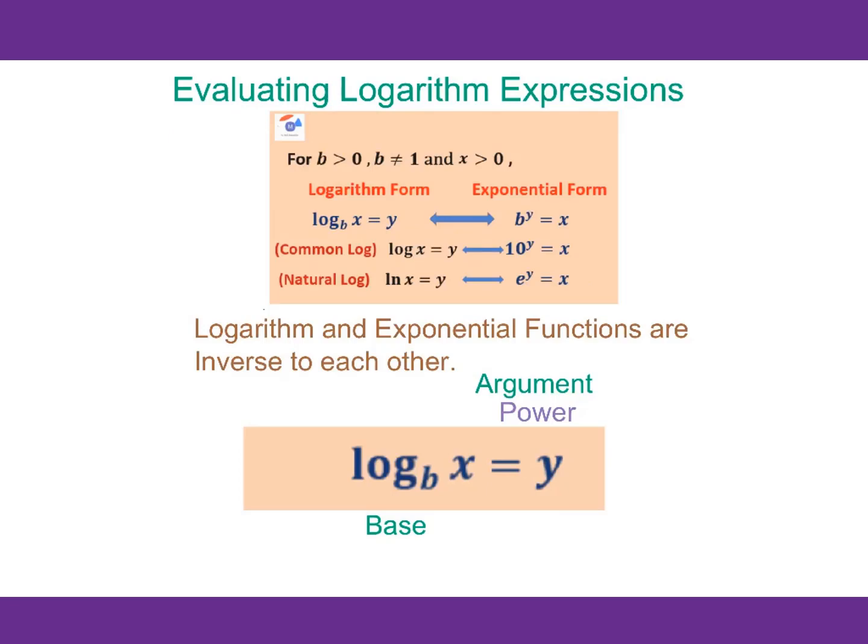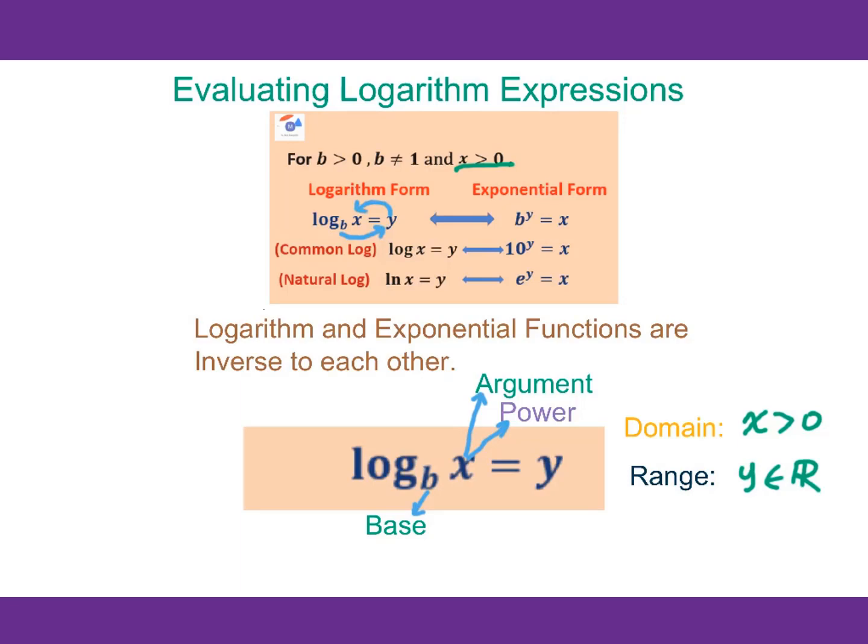For the logarithm function, b we call the base, x we call the argument, and y sometimes we call the power. Domain for this logarithm function: the argument must be greater than 0. Range: it will be all real numbers. For a logarithm, we can change into exponential form, b to the yth power equals x.